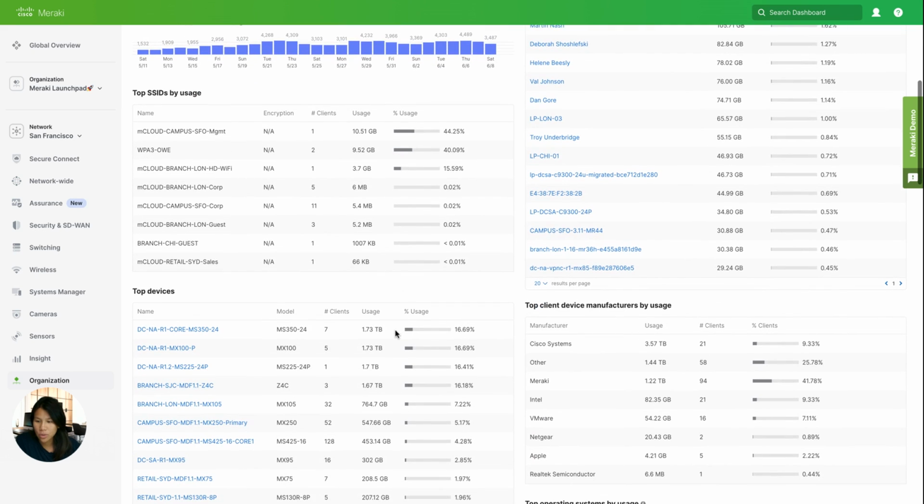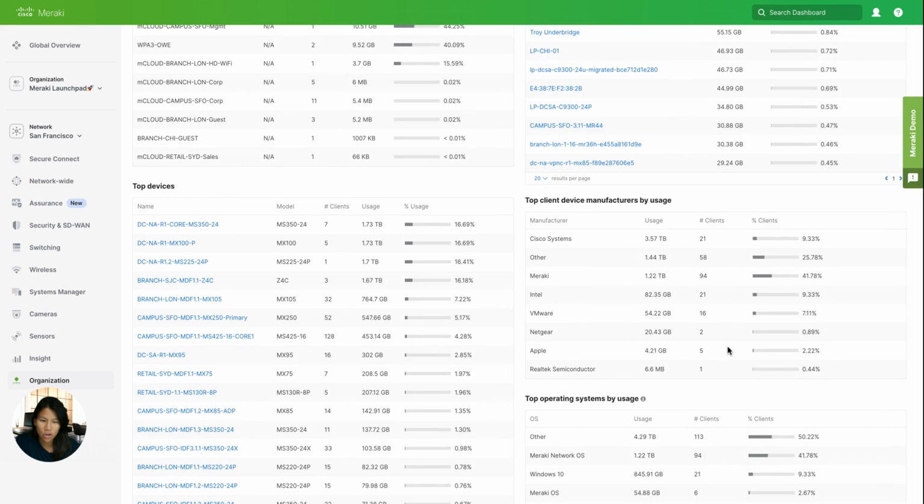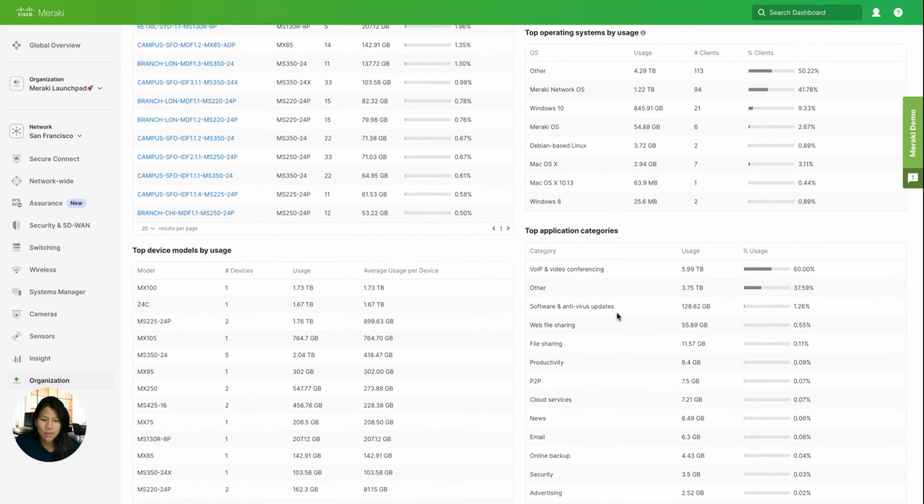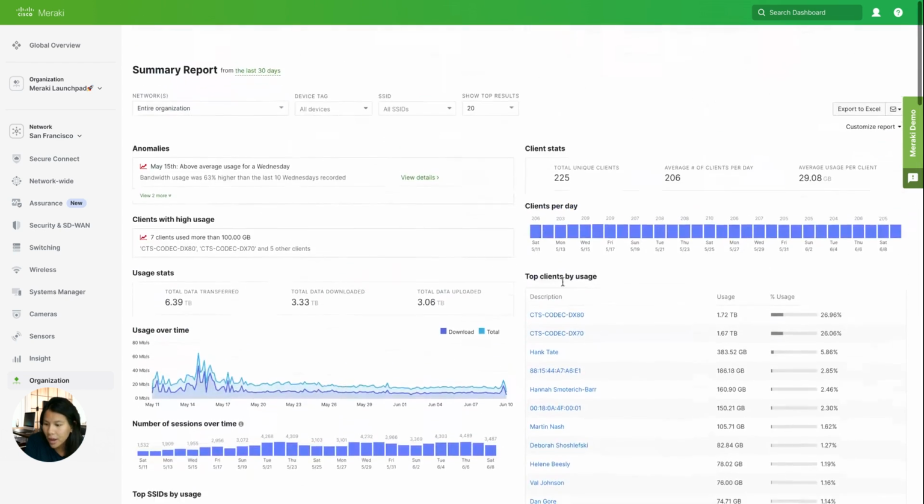And also we can get SSIDs that get used a lot, devices that get used a lot, our top manufacturers, operating systems, as well as applications. We, in Meraki, use a lot of WebEx, and therefore what we see here is that our top application is voice and video conferencing.